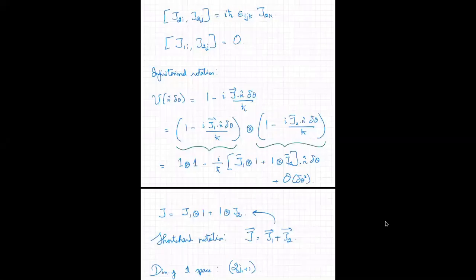So when I write this as a direct product of this infinitesimal rotation and that infinitesimal rotation, that is exactly what I mean. Okay. So the question is, how do the generators add?